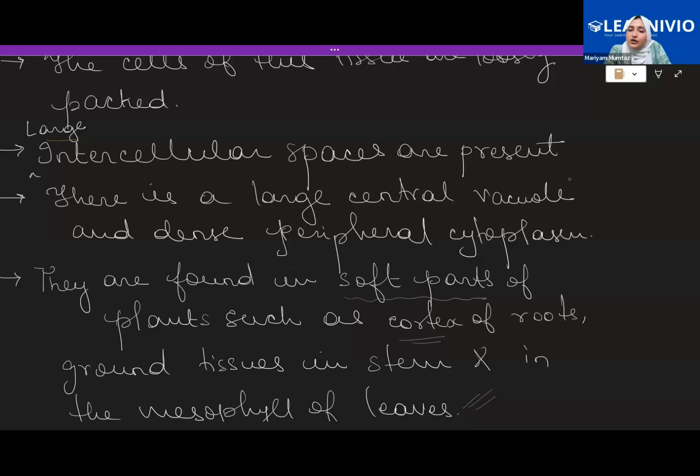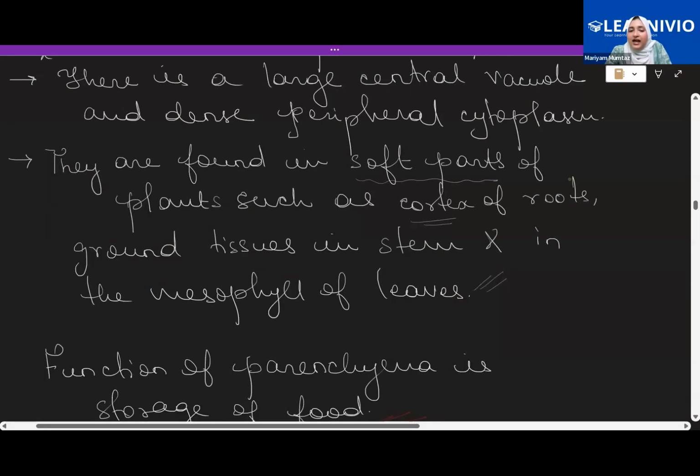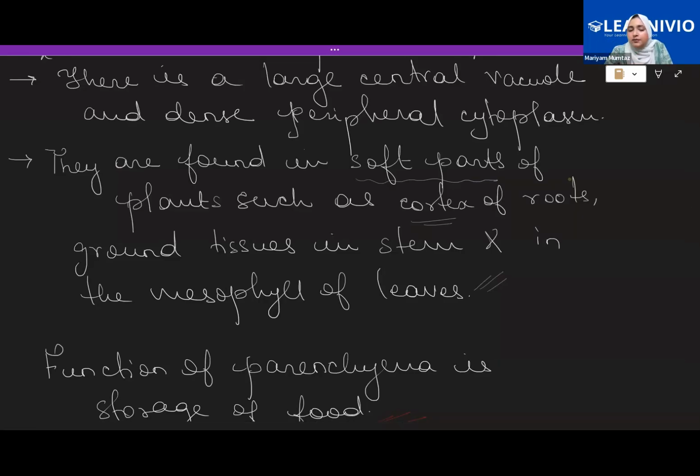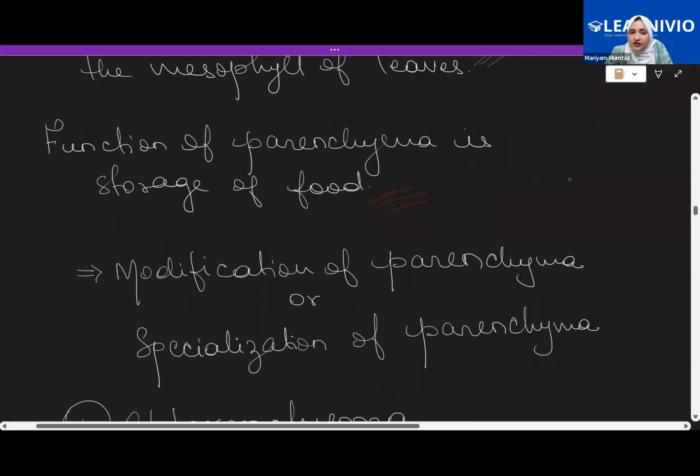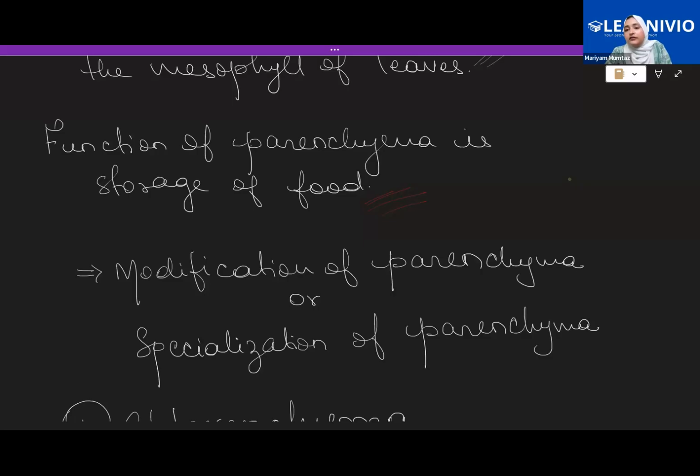Always remember, wherever a vacuole is present, that area will be responsible for storage. Mostly they are found in the soft parts of the plant, such as the cortex of the root, the ground tissue in the stem, and the mesophyll of the leaves, not the hard parts of the plant. The function of the parenchyma is the storage of food. It is very important for storage, which is why it has such a big vacuole. The presence of such a big vacuole tells us that it is responsible for storage.